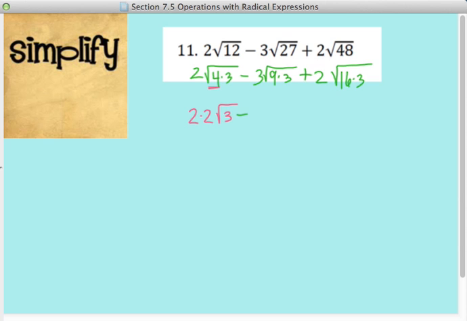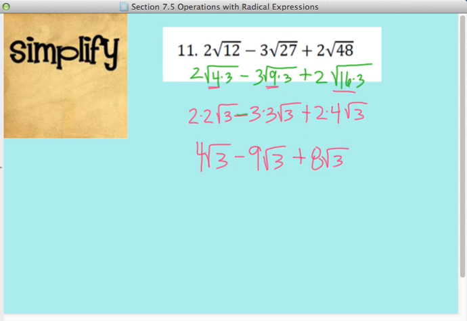So that's kind of a nice little trick you can do. So I would have minus 3, the square root of 9 is 3, and then times the square root of 3, plus 2, square root of 16 is 4, square root of 3. And I'm just going to go ahead and combine them, or multiply. So I have 2 times 2 is 4, square root of 3, minus 9, square root of 3, plus 8, square root of 3. Now, since they are all the same radical, you can go ahead and add and subtract. So we'd have 4 minus 9, which gives us negative 5. Negative 5 plus 8 is 3, so it's 3, square root of 3.